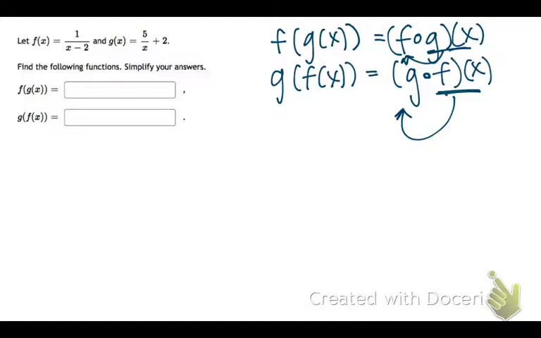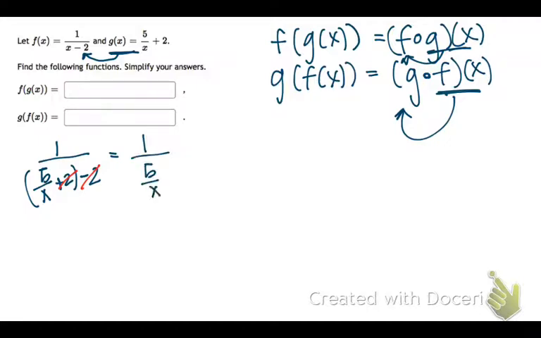So if we do this one, we're plugging g into f. Wherever there's an x, we're going to plug that in. So this is going to be 1 over 5 over x plus 2 minus 2. And we can just start simplifying this. Well, this 2 minus 2 is going to cancel. So I'm left with 1 over 5 over x, which could be written as 1 divided by 5 over x, which we can then flip. So this is 1 times x over 5, which is x over 5.